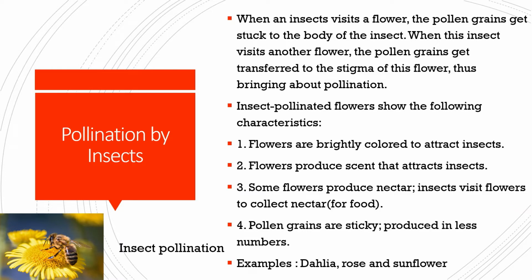characteristics. First, flowers are brightly colored to attract insects. Second, flowers produce scent that attracts insects. Third, some flowers produce nectar. Insects visit flowers to collect nectar. Fourth, pollen grains are sticky and produced in fewer numbers. Examples: dahlia, rose, and sunflower.